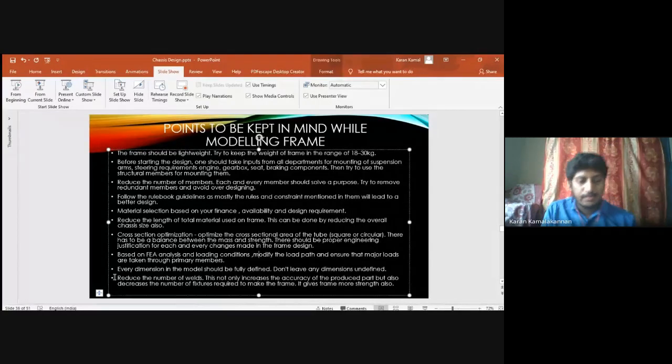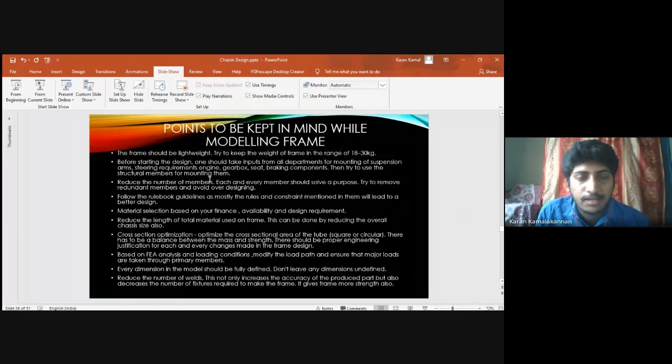Reduce the number of welds. Don't make your frame too complex. This not only increases accuracy and makes production easy, but also decreases the number of fixtures. Building cost and other things will naturally be less, and it also gives more strength. That is the thing I want to convey here.